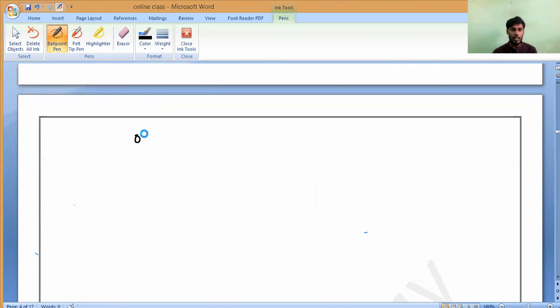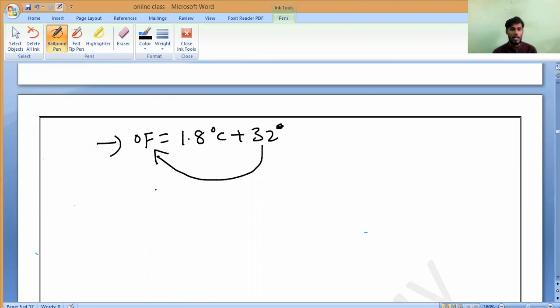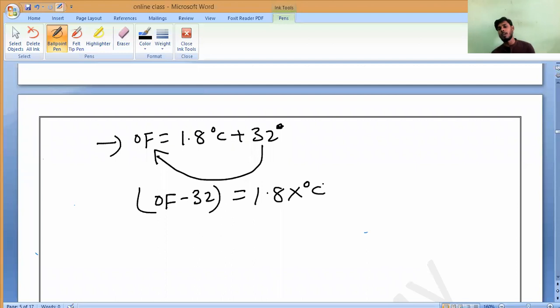Degree Fahrenheit is equal to what we have done: 1.8 into degree Celsius plus 32. Now you see, the reverse I can do. Plus 32 will come to this side and become minus. So degree Fahrenheit minus 32 is equal to 1.8 into degree Celsius. Now we want only degree Celsius, so 1.8, which is in multiplication, will come this side and become division. So degree Fahrenheit minus 32 divided by 1.8 is equal to degree Celsius.